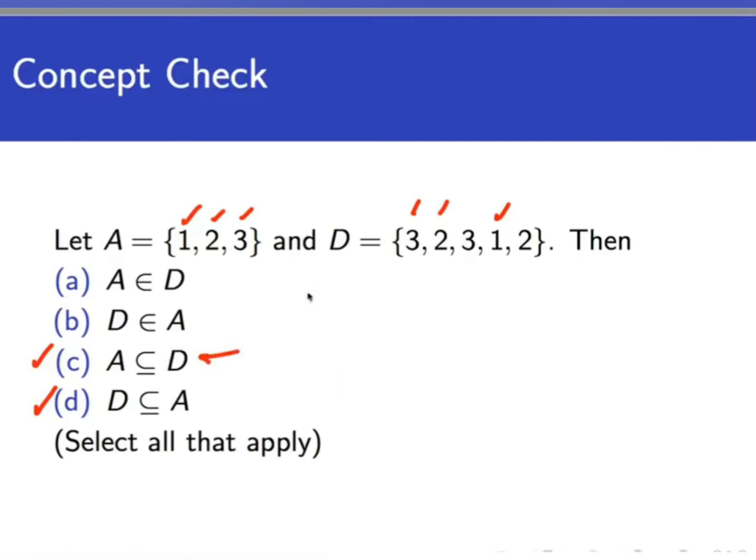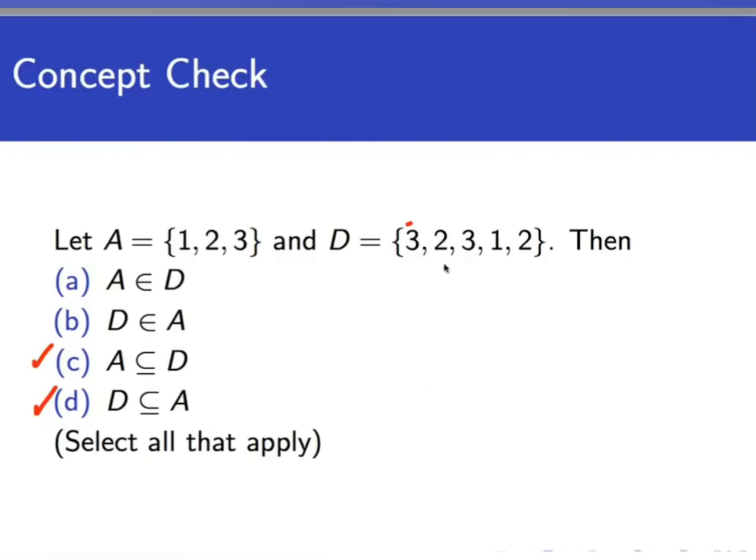Now what about the other way around? Let's remove the check marks here. If I go the other way around and start going down the list, well, 3, yeah, that's over here. Here's an element of D, and yeah, there it is over here. And here is another element of D, and that's over here. So every element of D is also an element of A.